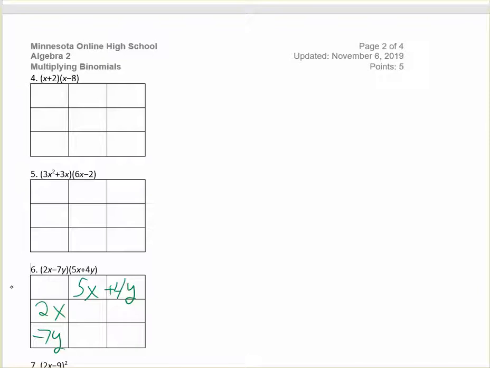I want to look at this one a little bit more because there's an x and a y, which might be a little bit tricky. So 2x times 5x. You multiply the 2 times 5 together to get 10, and the x times x is x squared. Don't forget that. And then we have 2x times 4y. Again, you multiply the coefficients together, and that's 8. And then you have to multiply the x times y together. That's just xy. You can't actually combine them, but you write them both down.